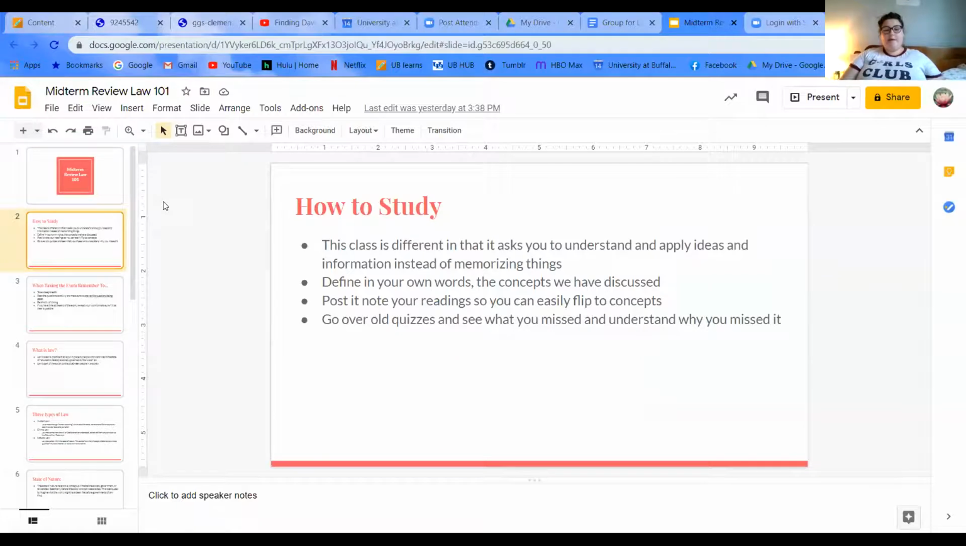So, first I kind of want to talk about how to study. This class is different probably than a lot of college classes you've taken. If you're in the law major, this might not hold true for you. But this class is different in that it asks you to understand and apply ideas and information instead of memorizing things and then spitting it back. So how I liked to study when I was in this class was I defined in my own words the concepts we've discussed. I put post-it note tabs in my readings and the loosely numbered readings to say, okay, this section's about federalism. This section's about positive law. This section's about utilitarianism. And so during the exam, if I had a question about one of them, I could just flip right there and boom, there it was.